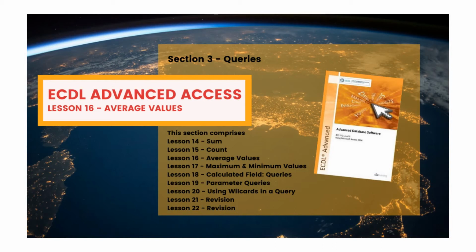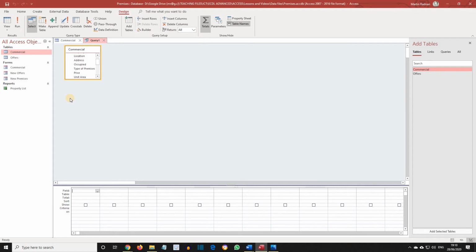So let's go back to the query that we had open at the end of the last lesson, which was lesson 15, when we discussed the count feature. Okay, so we had a blank query. We now want to add the field type of premises. Leave the total box as group by.